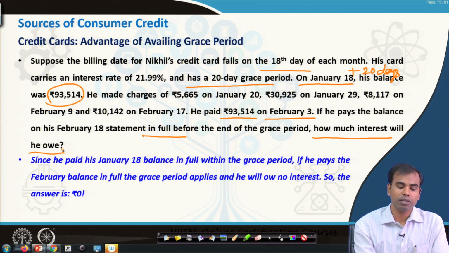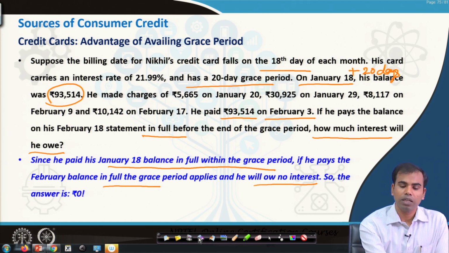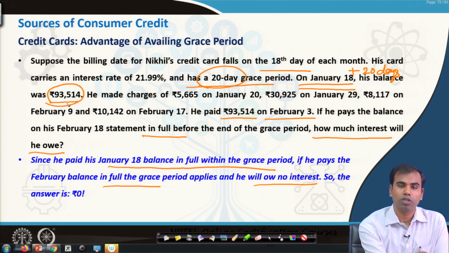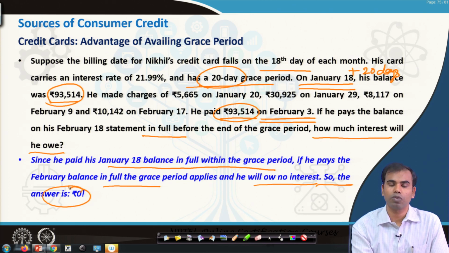Well, the explanation is, since the January 18 balance was paid in full within the grace period, and he pays the February balance also in full within the grace period, he owes no interest. So, the answer is 0. The idea here is, if your statement is generated on 18th January, you are given 20 days of grace period, and the amount of money that was due to the credit card company was paid within that particular grace period, then you pay no interest on the overdue amount.